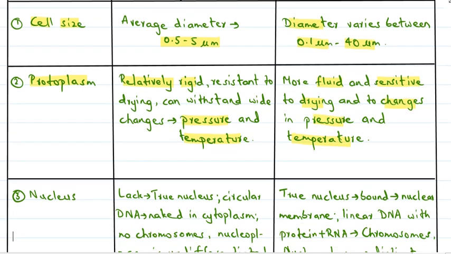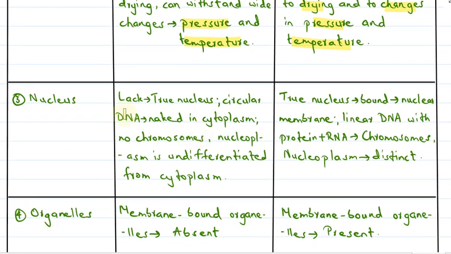Then we talked about the nucleus. So prokaryotic cells lack a true nucleus. They have circular DNA that is naked in cytoplasm. They do not have chromosomes, and they also lack nucleolus or nuclear membrane. Okay, and the nucleoplasm is undifferentiated from the cytoplasm.